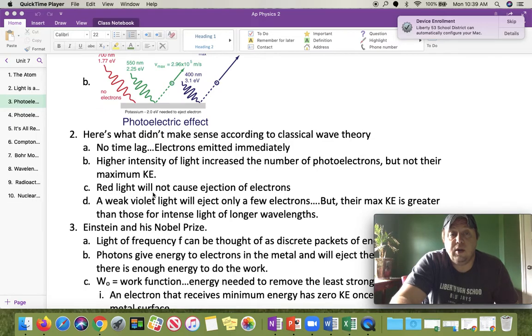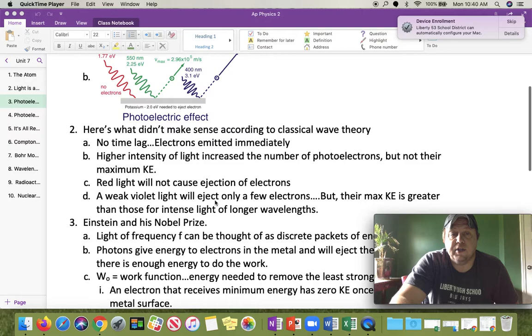No matter how long they put red light onto the surface, they could not get any electrons to eject from the surface. So once again, red light, no electrons. And then the energy of the photoelectron: a weak violet light will eject only a few electrons, but their max kinetic energy is greater than those for intense light with longer wavelengths.